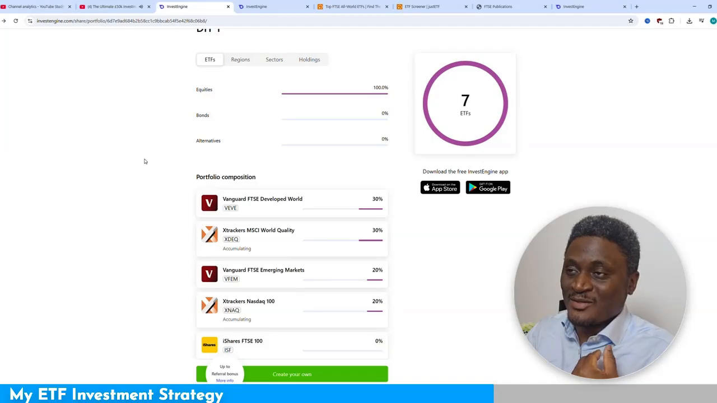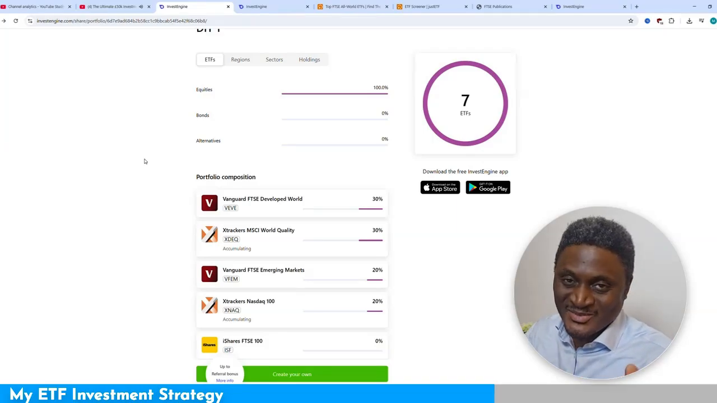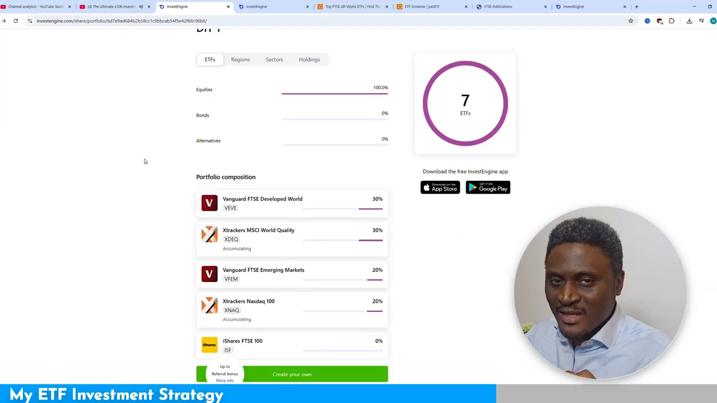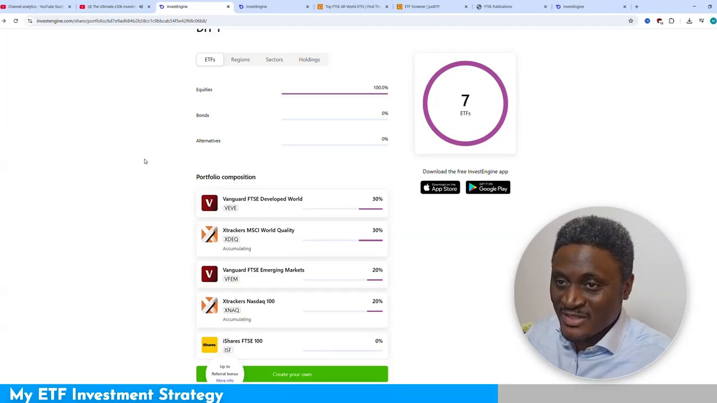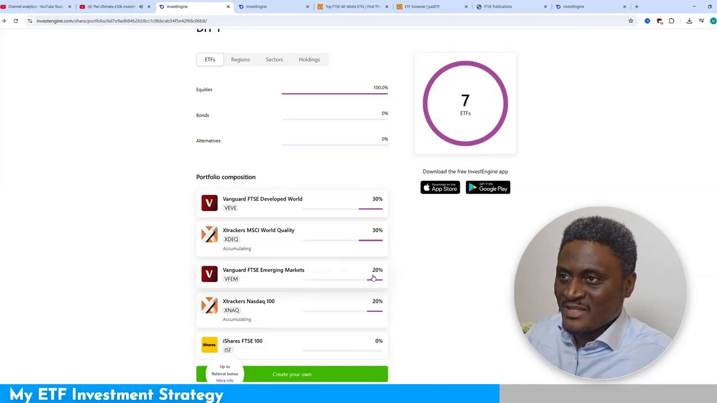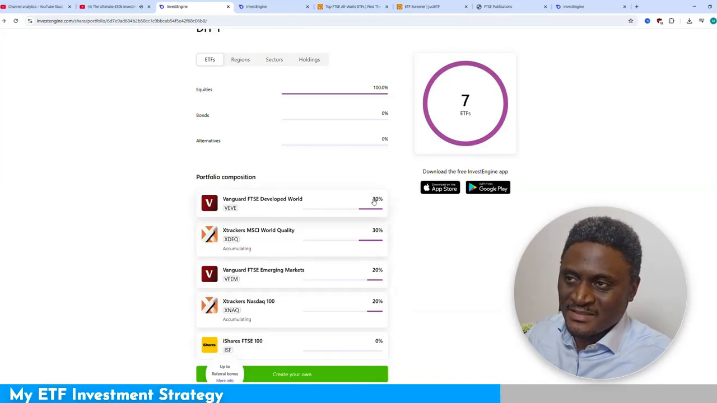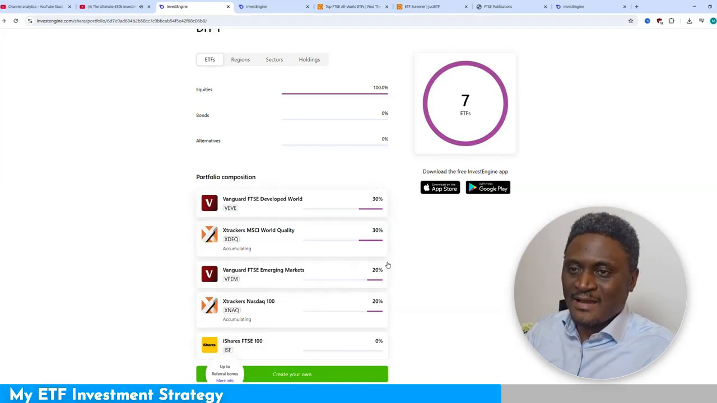But sometimes I now dial up or dial down my percentages depending on how I'm feeling. Now, this is not a good idea. Don't do this at home. But in recent times, I've been feeling a bit bullish about China, so I've dialed up my emerging markets a bit, which is why you have up to 20% in emerging markets, which is high, and you have 30% in VEVE.